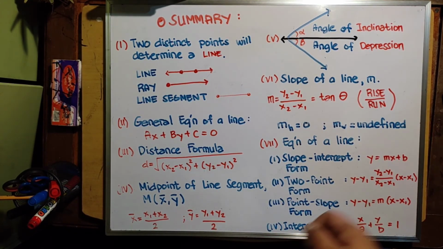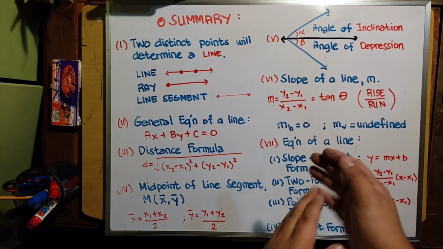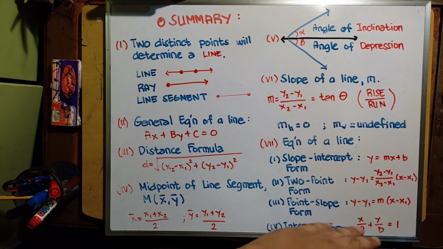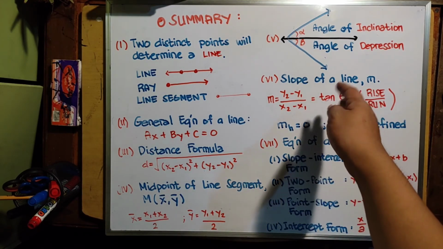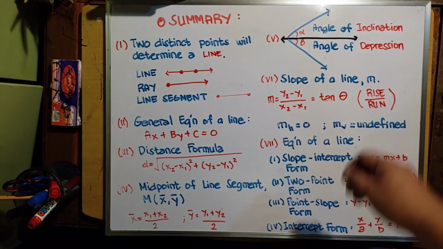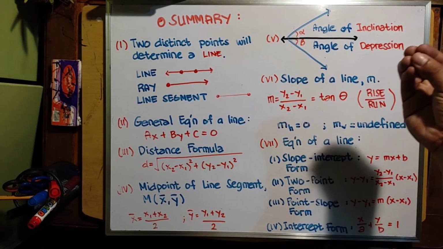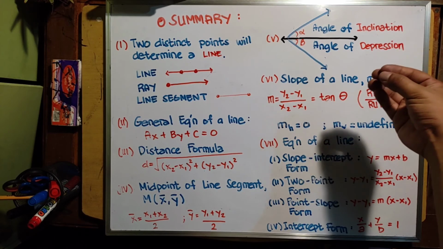Number 5, take note the angle of inclination is the angle above the horizontal axis, and the angle of depression is the angle below the horizontal axis. To make it easier, when you are feeling depressed, you are feeling low. So for depression, the angle is below.